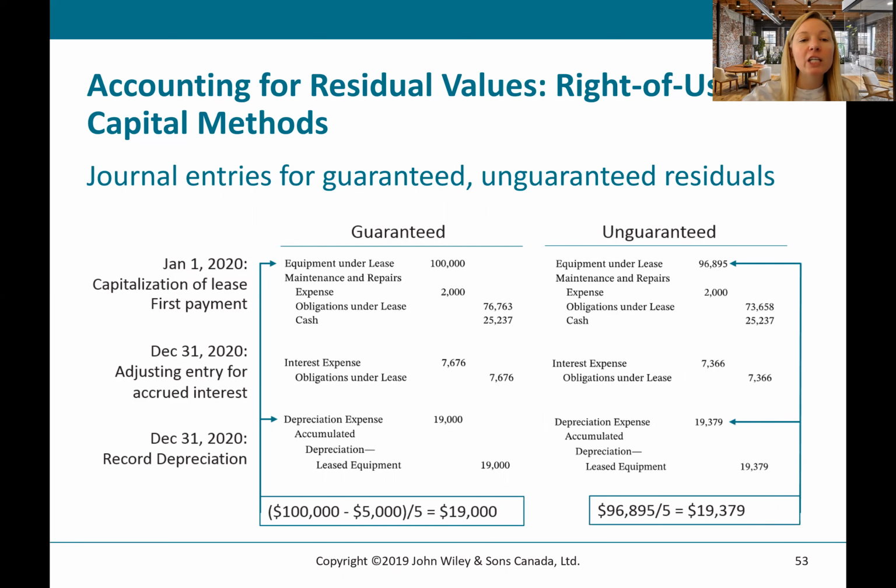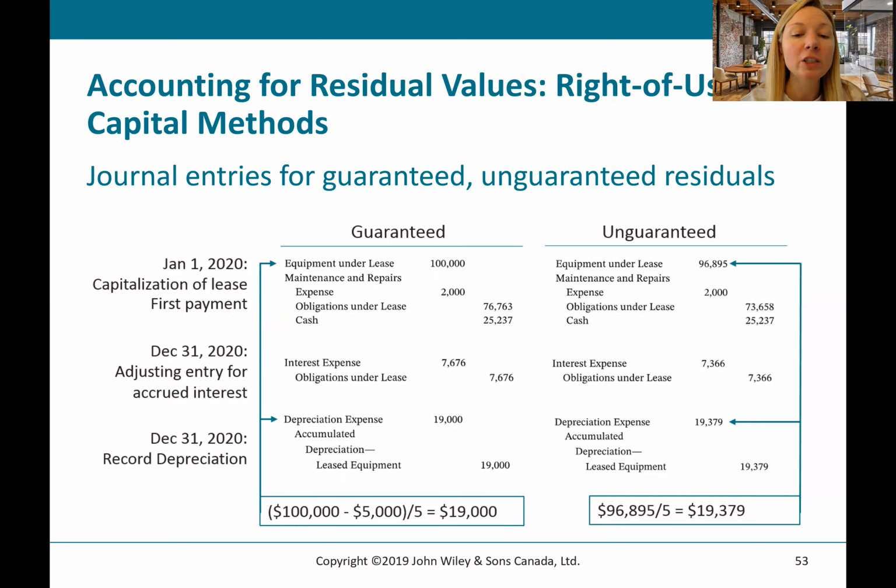So if on January 1st, 2020, the capitalization of the first lease and the lease payment, then if it's guaranteed, we would have $100,000, and our maintenance and repairs expense of $2,000, and our obligation under the lease of 76, and our cash of 25,237. So you can see that our lease payment here is higher and our obligation under the lease is higher because we've included that payment into our calculation of the present value.